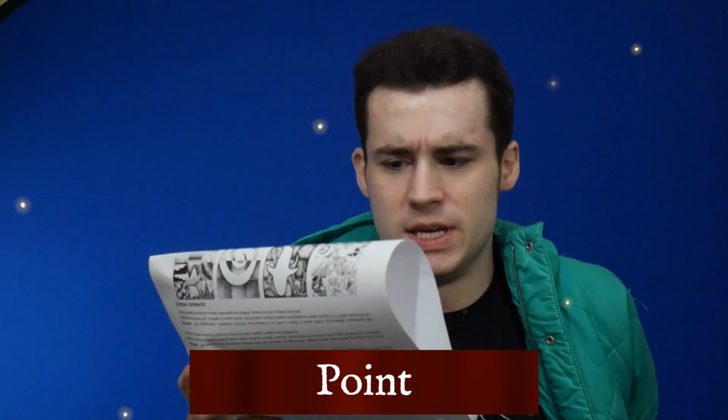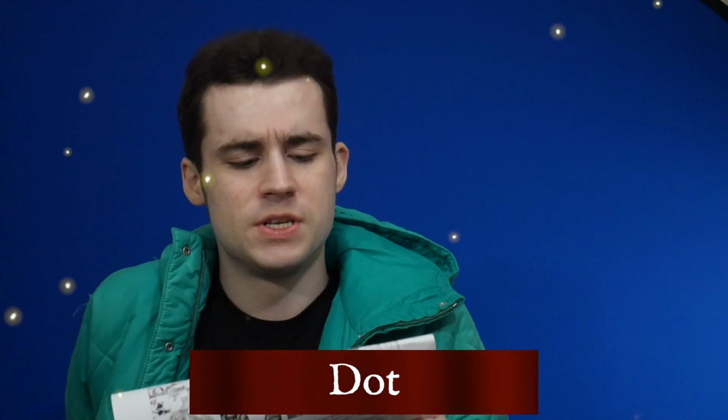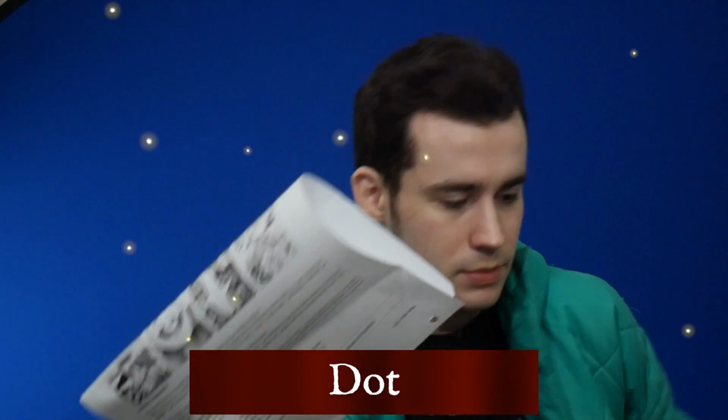Point. A mathematical term describing a singular imaginary location. It is neither length, width, nor depth. When a point moves, it creates a line. Dot. A physical circular mark created by employing any art medium.